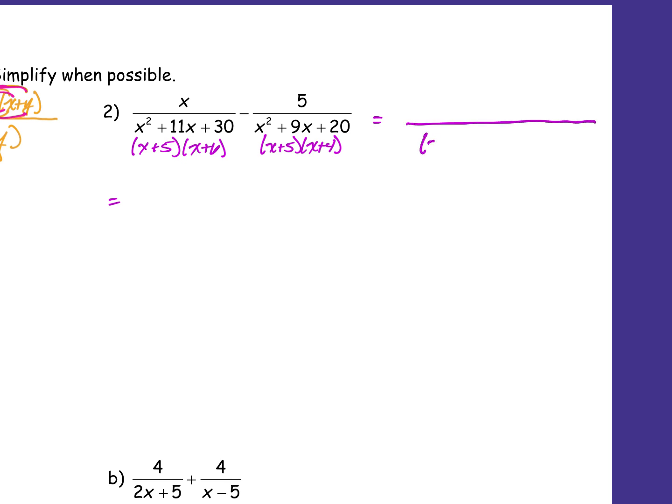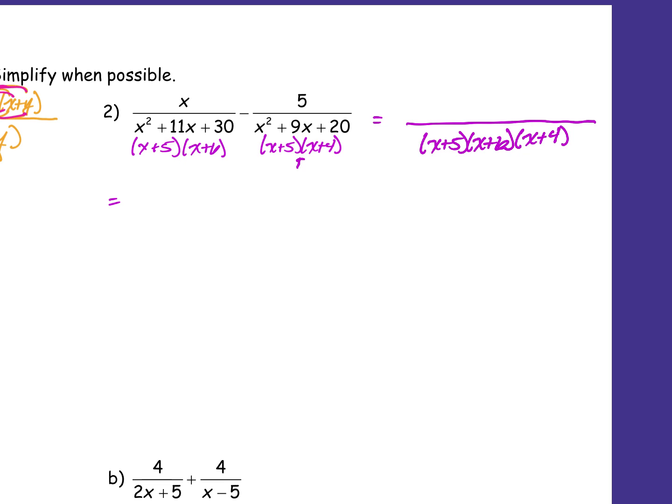So I need x plus 5 and x plus 6. And what do I need from this denominator? Do I need the x plus 5? I already have an x plus 5. I don't need another one. So then just the x plus 4. I would need another one if there were 2 x plus 5s in that one. Does that make sense? But since I already have one x plus 5, I don't need another one.